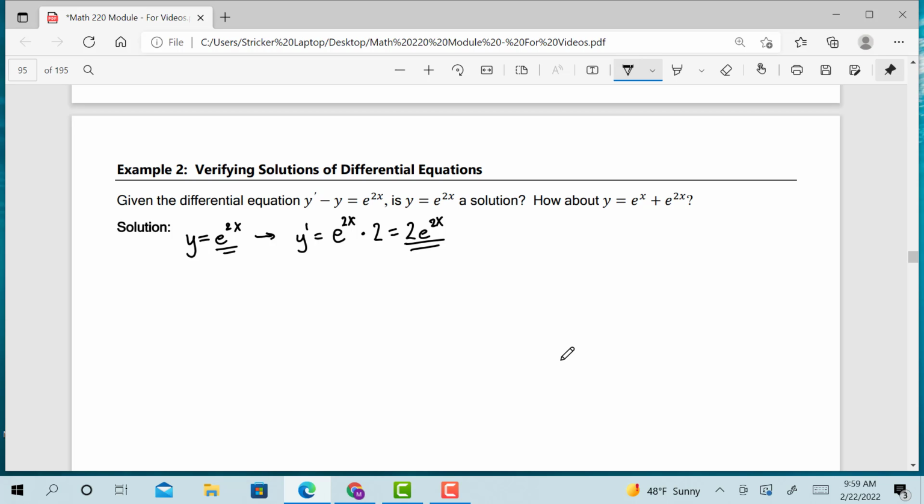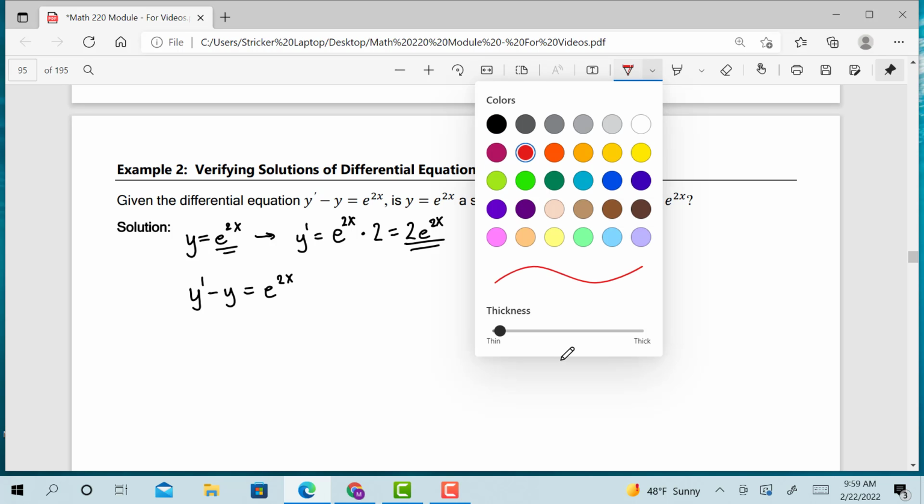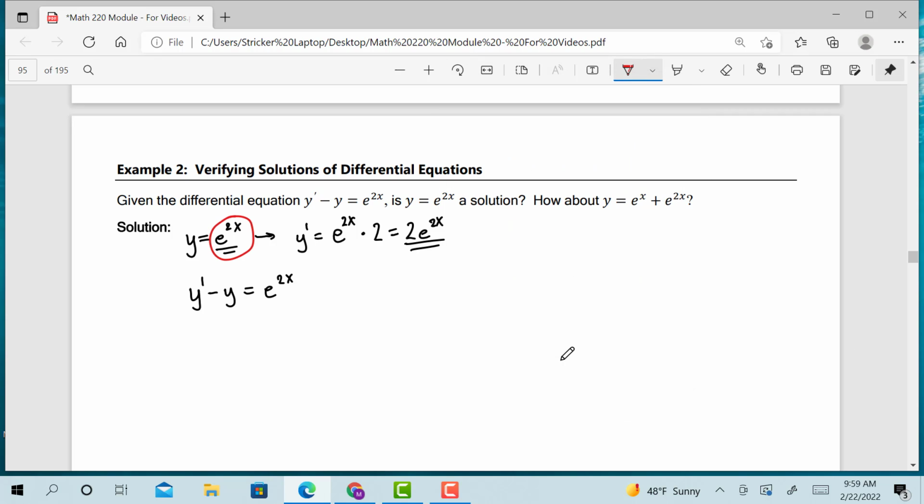And so in order to check to see if it's a solution, we just go ahead and plug into our DE. So we have y prime minus y equals e to the 2x. And let's go ahead and substitute. So we can substitute that in for y, then we can substitute the derivative in for y prime, and we'll see what we get here. So plugging in, we have 2e to the 2x minus e to the 2x equals e to the 2x.